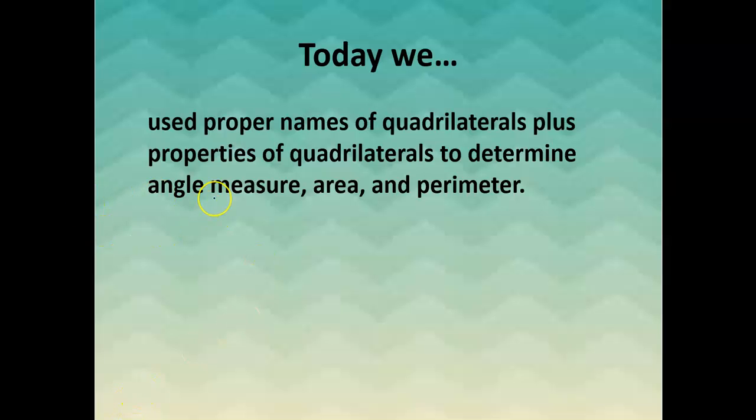All right, so today we used proper names of quadrilaterals. So we reviewed all those proper names. We looked at our quadrilateral family tree and the properties of quadrilaterals. We used those properties to determine missing angle measures, to find the area, and to find the perimeter. Remember that a quadrilateral's angles always add up to 360. Area of a quadrilateral, or a complex shape, is going to be dependent on the shape, and perimeter, we just add up all of the sides.